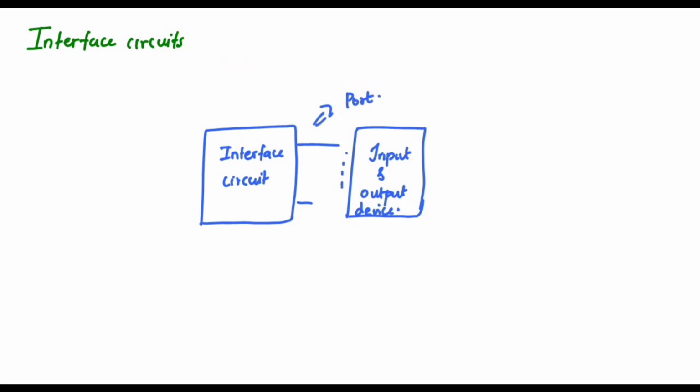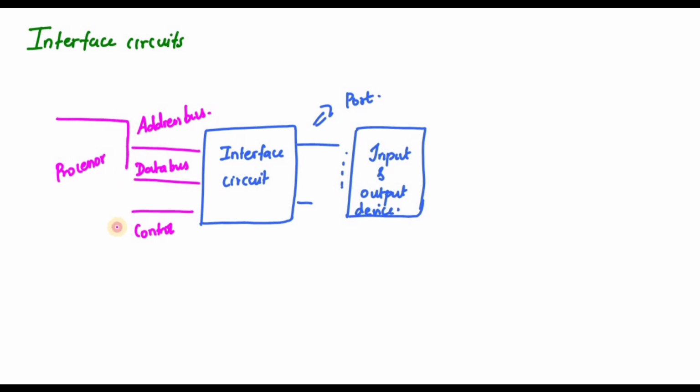So, the function of this interface unit is that it will convert serial to parallel, or convert from parallel to serial. The other end of the interface circuit is connected to a processor, and it consists of bus lines called address, data, and control.